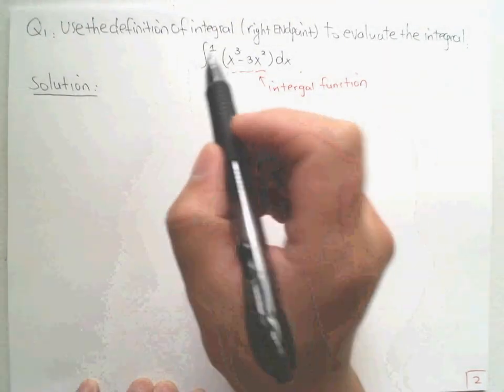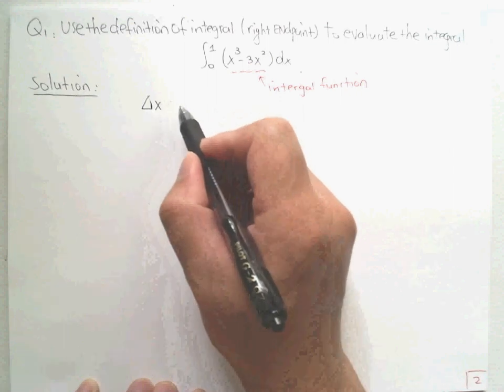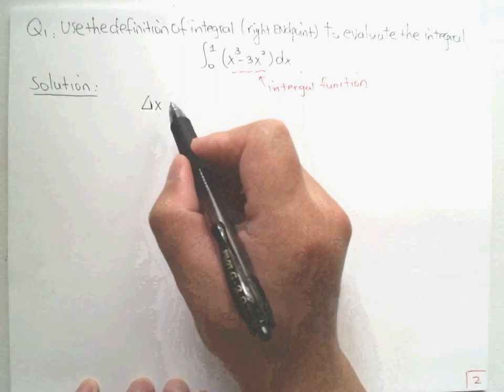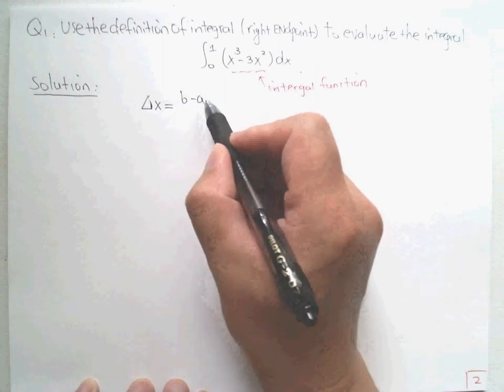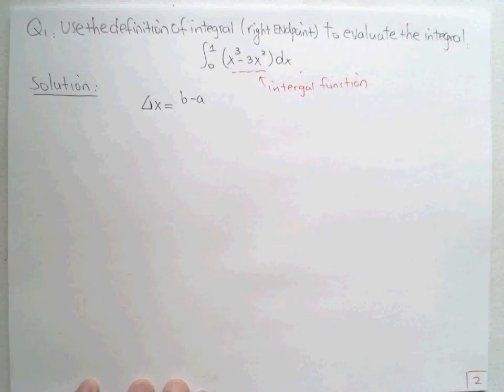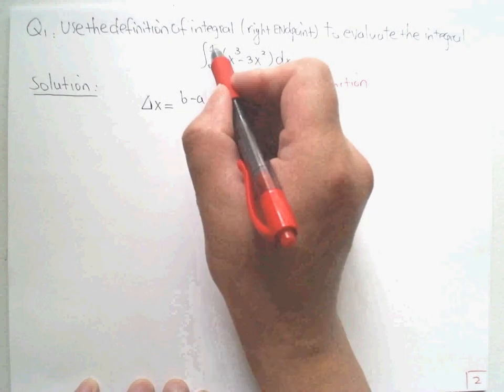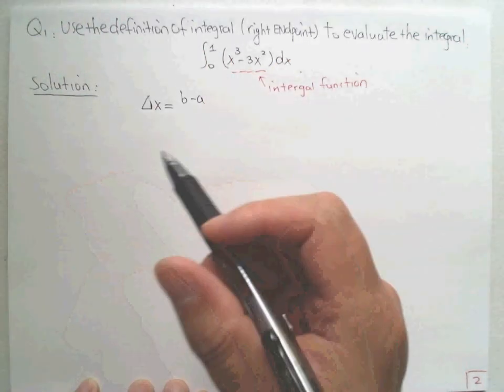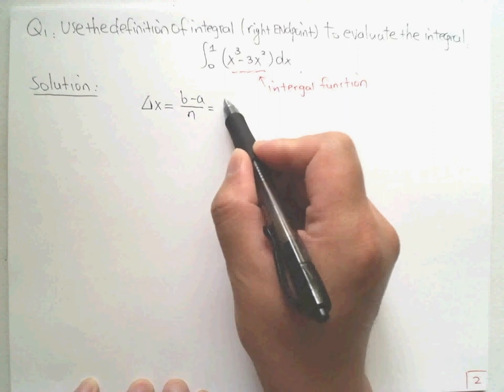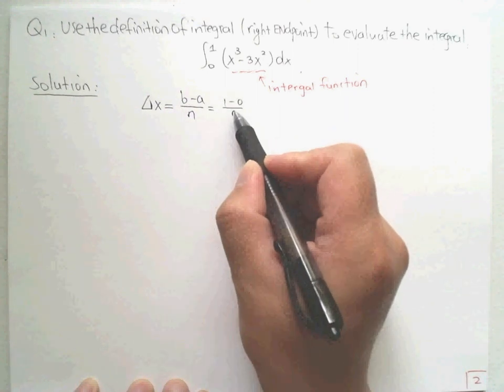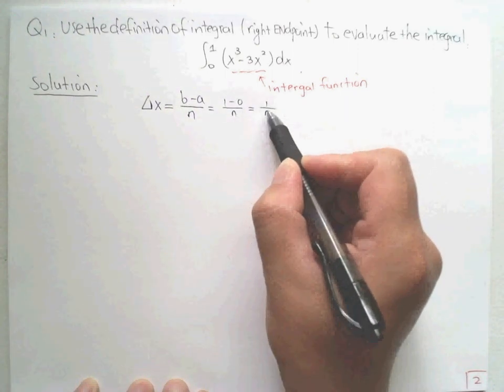So delta x, its definition is b minus a, where this is a and this is b, then divided by n. That is 1 minus 0 divided by n, which is 1 over n. Okay, so this is good.